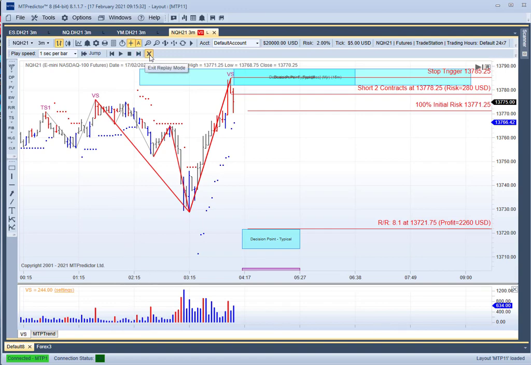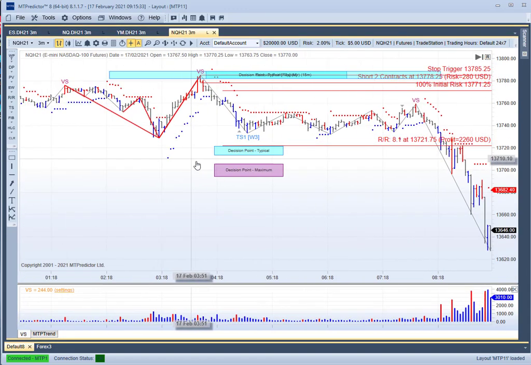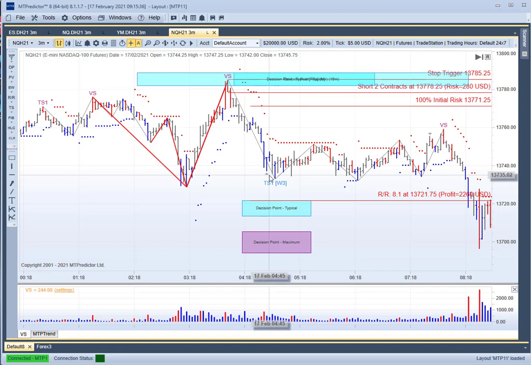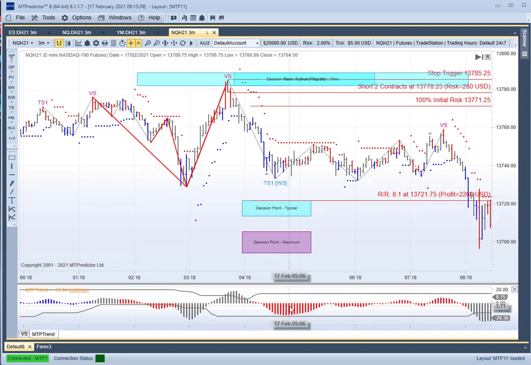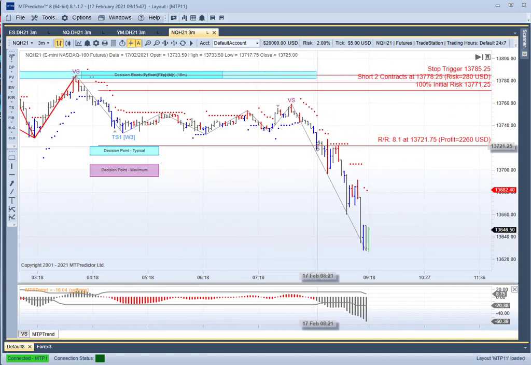If I turn training mode off now, you can see the market did go down. It went into potential buy setups. Of course, you wouldn't be considering these because our MTP trend was red, and also you were coming off this 15-minute resistance. The market chopped sideways for a bit and then started to decline down where it reached the first target. So the result would have been a nice profit of approximately 8 times the initial risk.